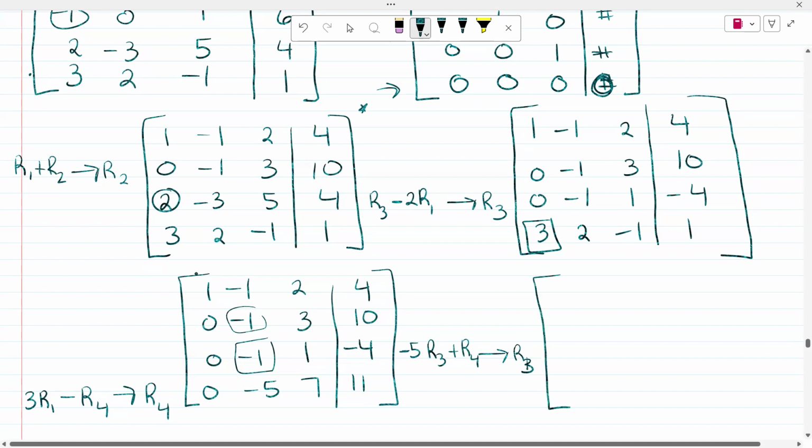So that's going to be 0, 0, 2. This is going to be 31. And this is going to be 0.